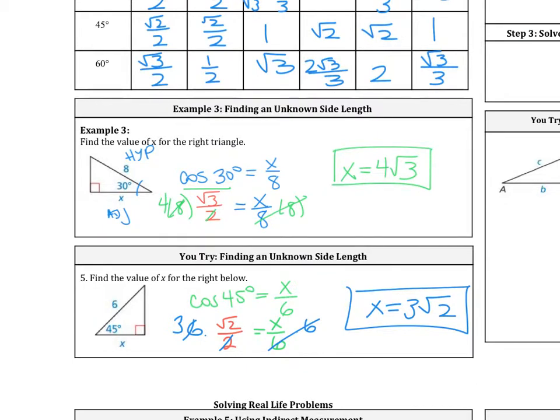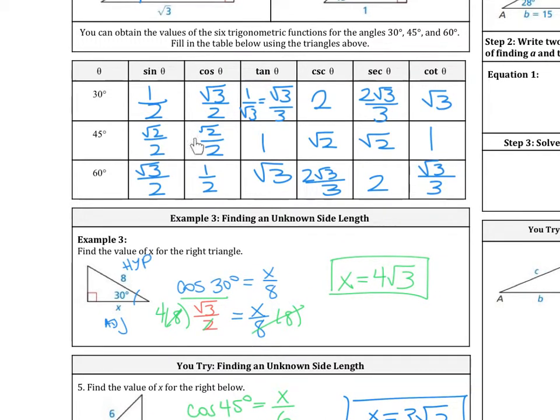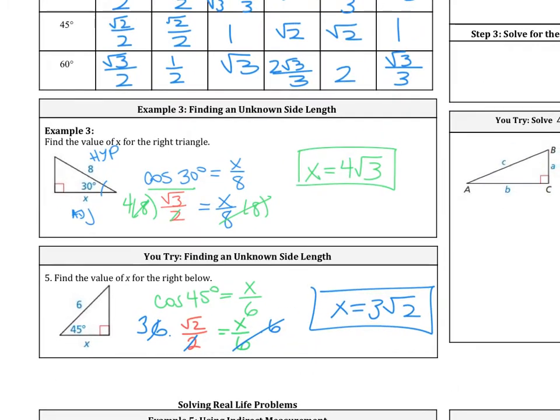So if you tried it out, you should have used cosine of 45 degrees equals x over 6. Then you look at the top, cosine of 45 is √2/2, right? So you substitute that: √2/2 equals x over 6. Then you solve for x by multiplying both sides by 6. You reduce, so the answer is x equals 3√2.